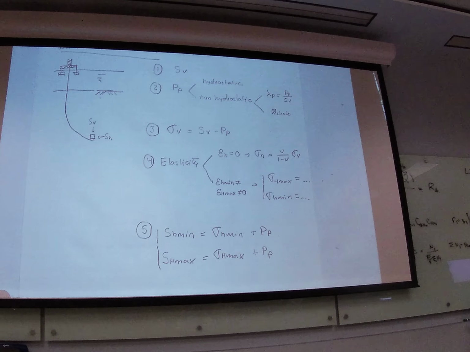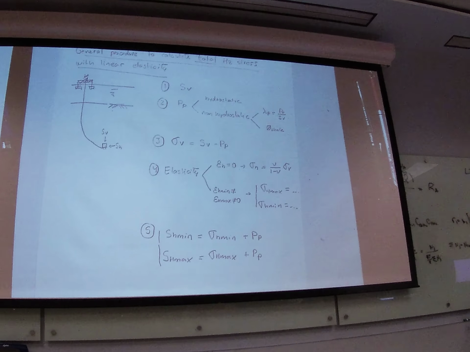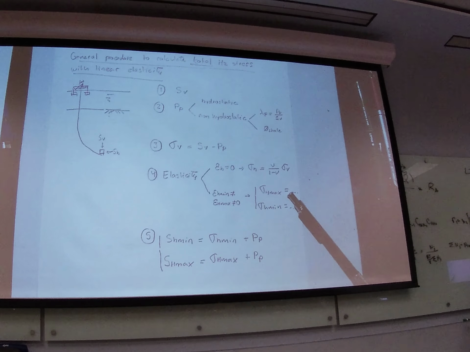Eventually, you're going to see that depending on the application, sometimes we need to calculate effective stresses, some other times we need to calculate total stresses. Effective stresses are more useful when we talk about rock compaction, rock failure, wellbore stability. Total stresses are more useful when we talk about hydraulic fracturing. So, if you follow this procedure, you're going to be able now to calculate horizontal stress using elasticity and knowing the properties of the rock.